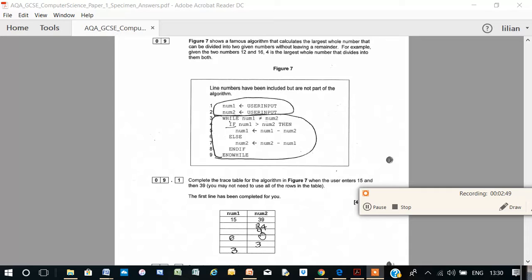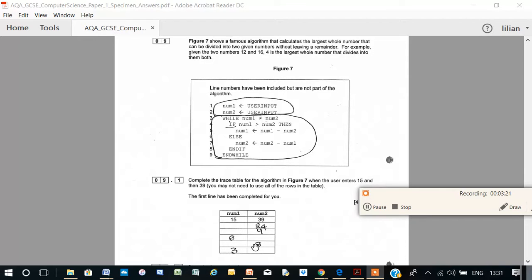Sorry, where are we now? 15 minus 9, which is 6. Go round the loop again. Well, here, num1, 6, is definitely not equal to num2. 6 is smaller than num2, so execute line 7. Num2 equals num2 minus num1. 9 minus 6 is 3. Go round the loop again.